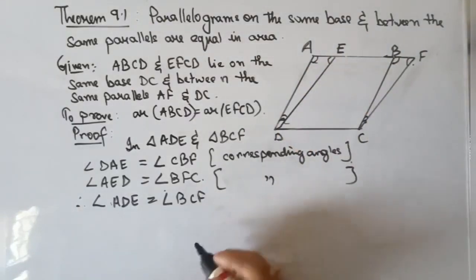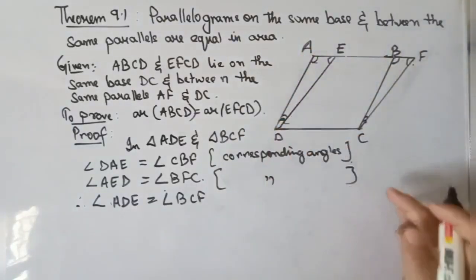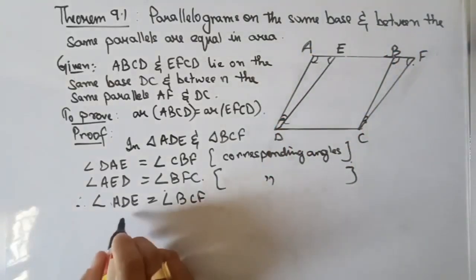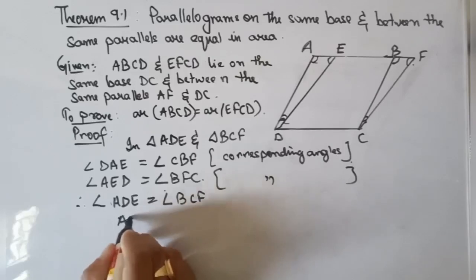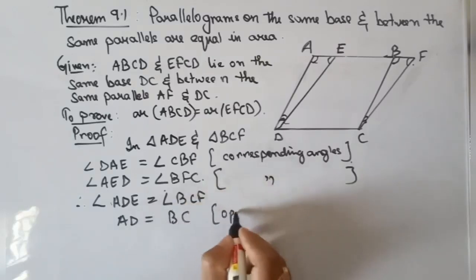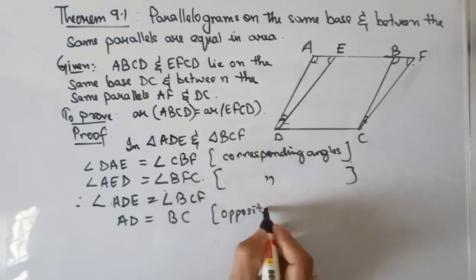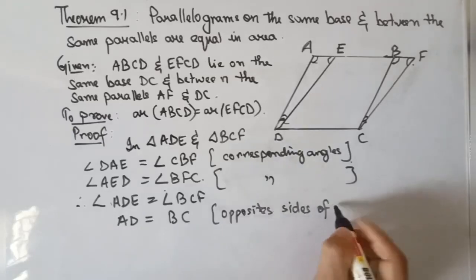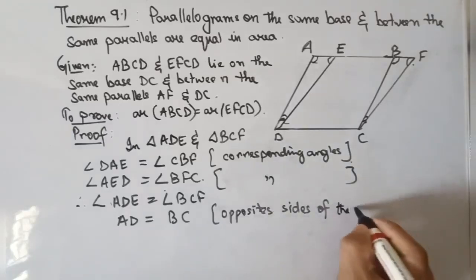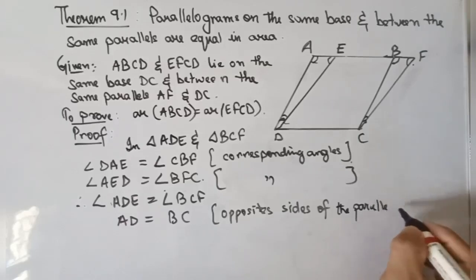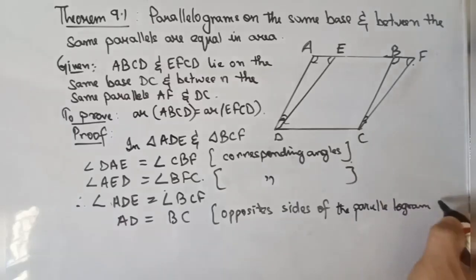Now the side AD is equal to side BC, being opposite sides of the parallelogram ABCD.